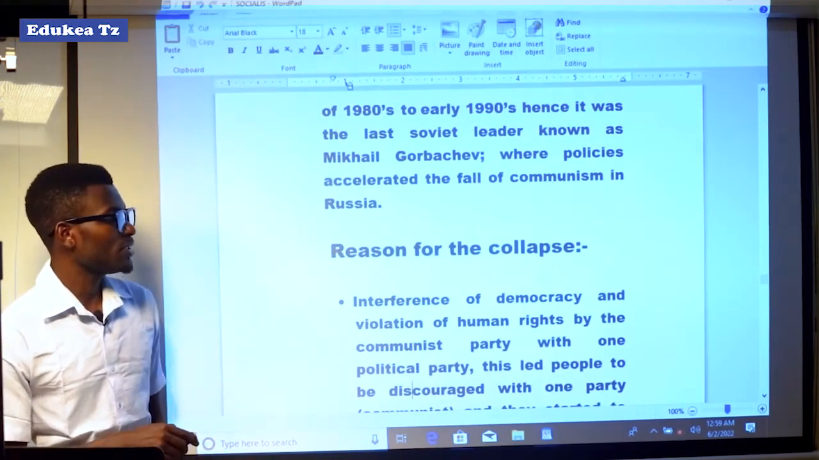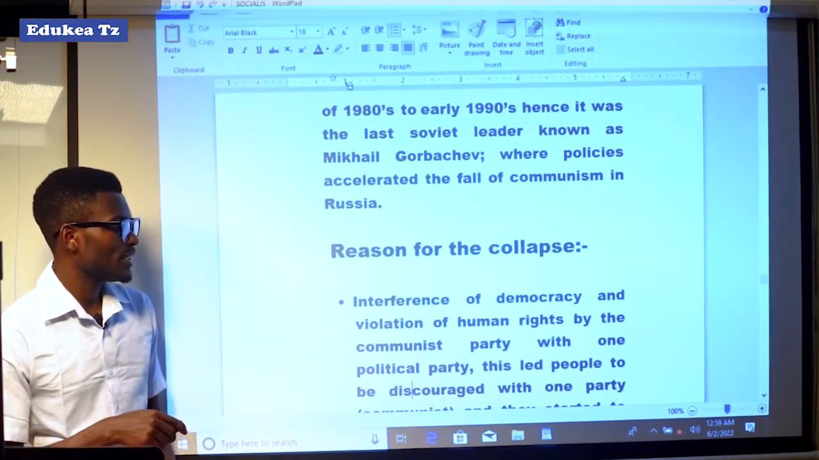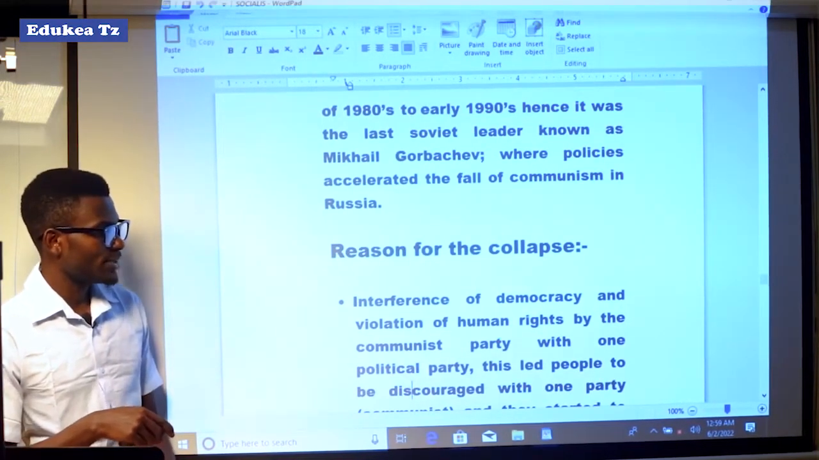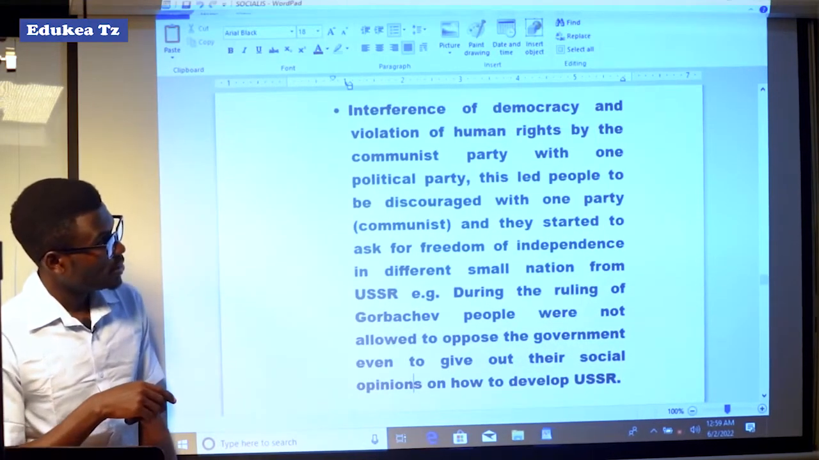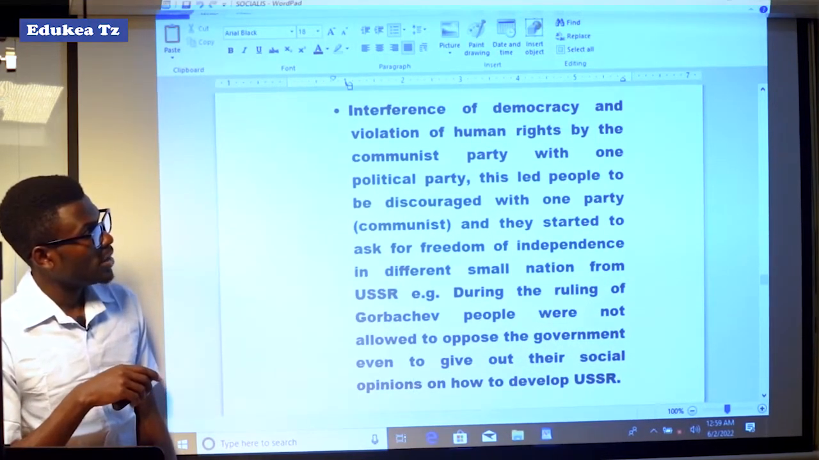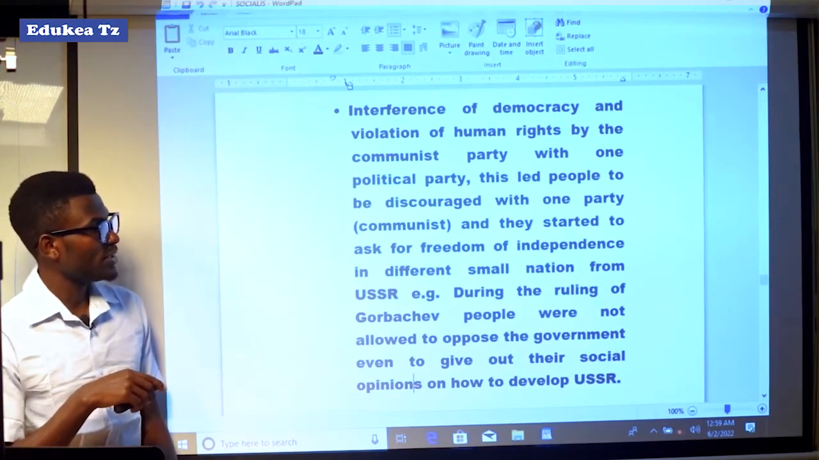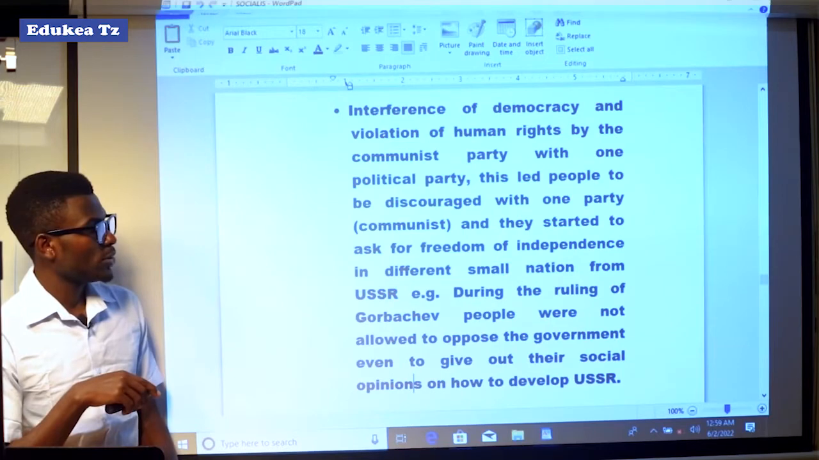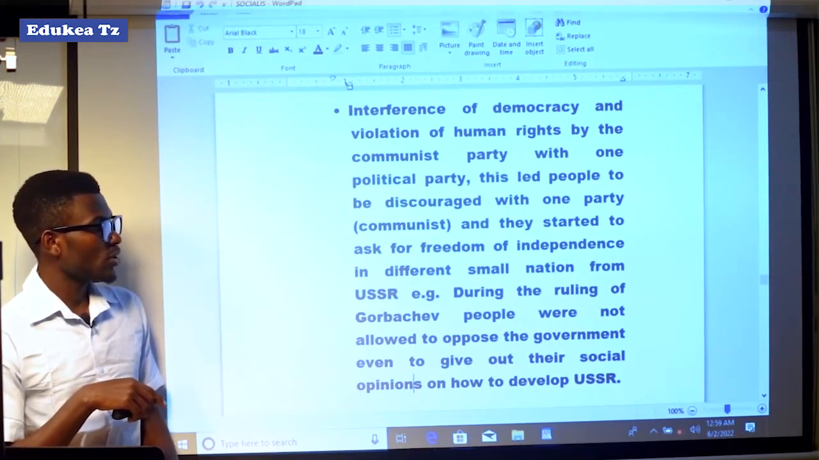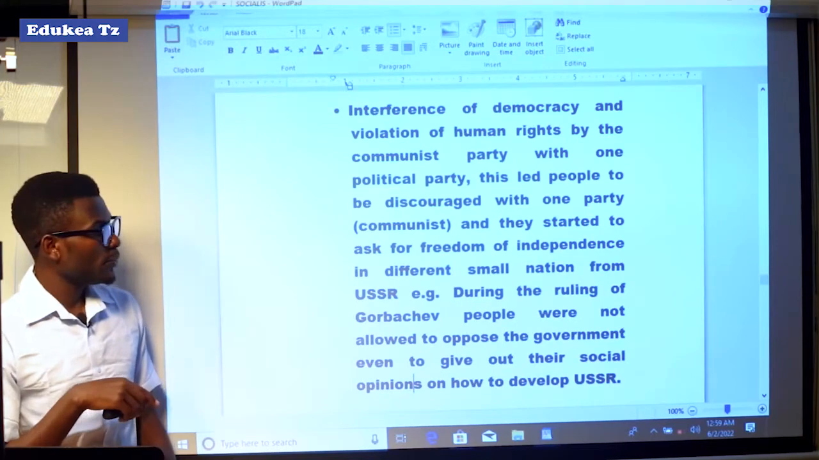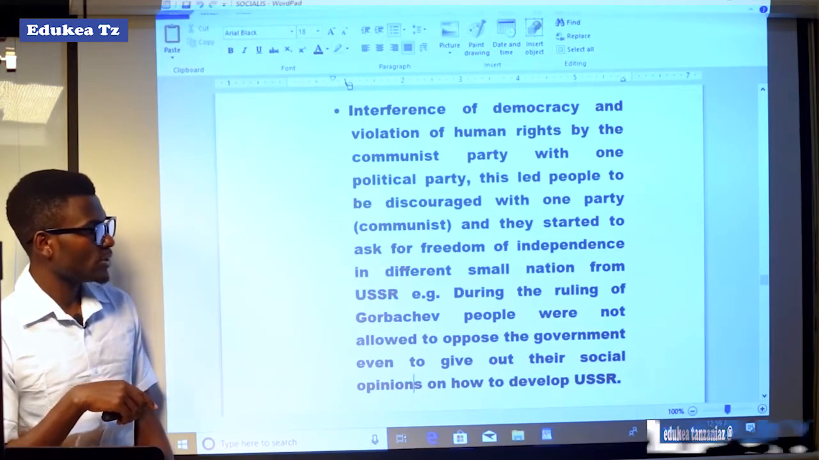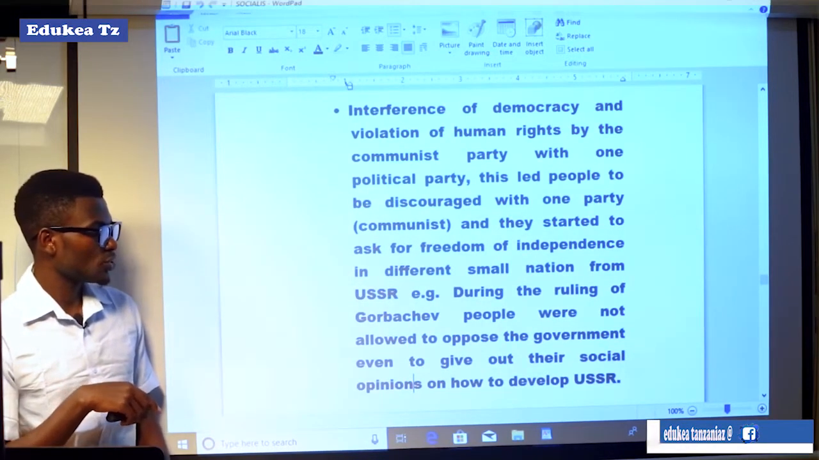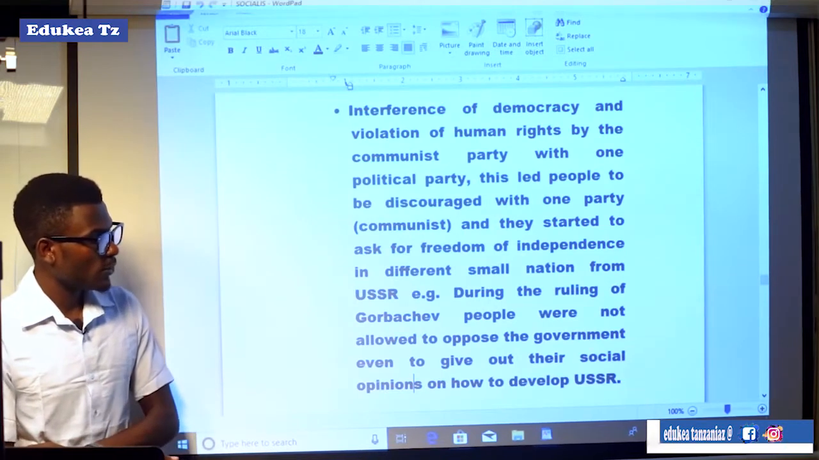The first one was the interference with democracy and the violation of human rights by the Communist Party with one political party, and this discouraged people, as they started to ask for freedom and independence for the different small nations in the USSR. For example, during the leadership of Mikhail Gorbachev, people were not allowed to oppose the government, or even to give out their opinions on how to develop the USSR.